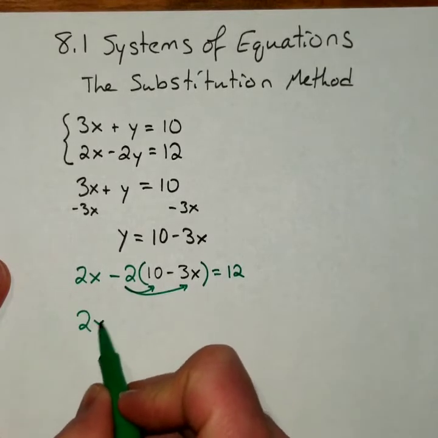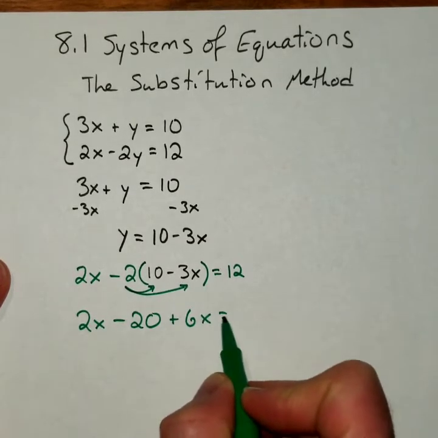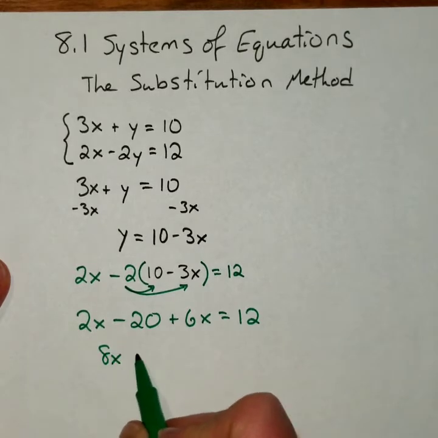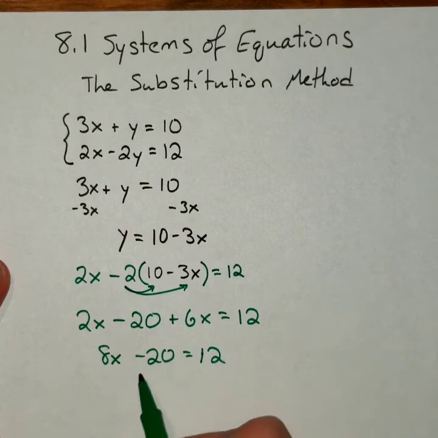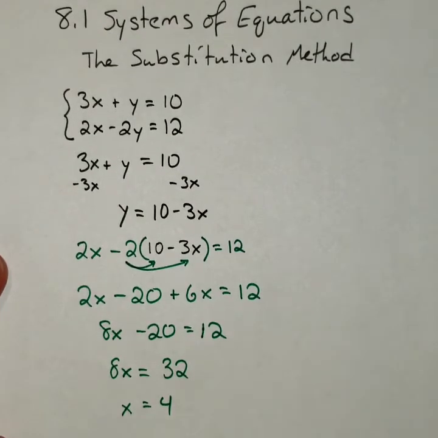So we get 2x minus 20 plus 6x equals 12. That's 8x minus 20 equals 12. Add the 20, you're going to get 8x equals 32. And divide out the 8, and x will equal 4.